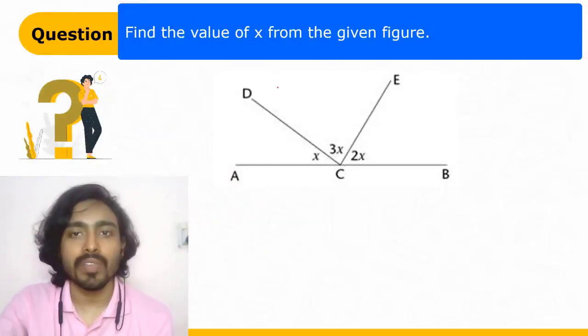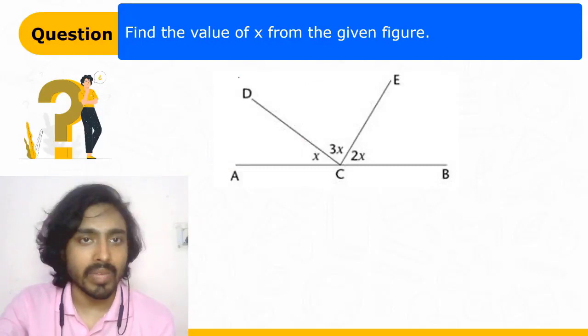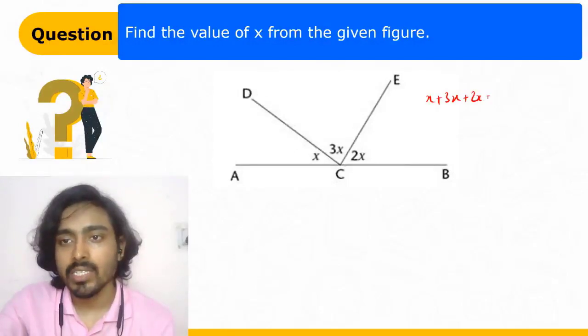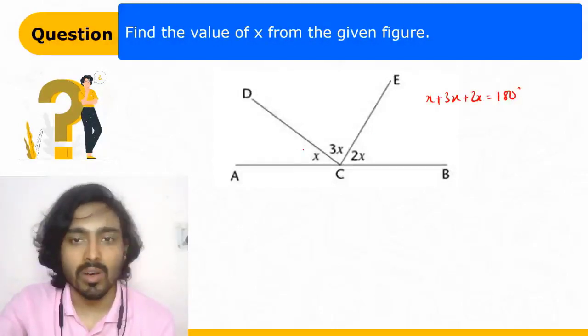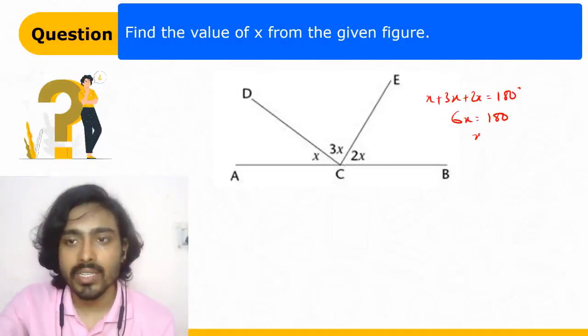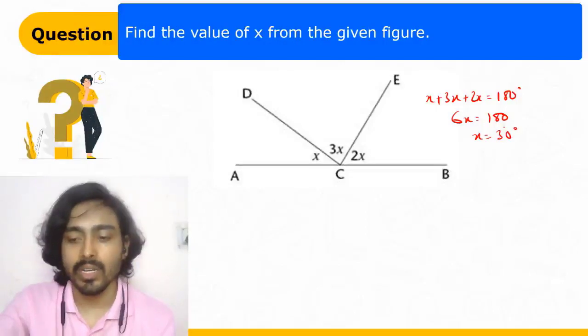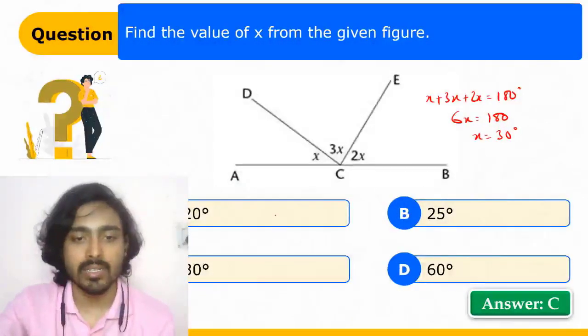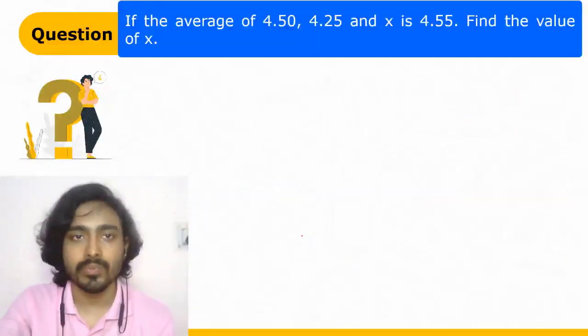We have to find the value of x in the given figure. So we can see that x plus 3x plus 2x is equal to 180 degrees because they combine to form 180 degrees. Okay. So 6x is equal to 180 degrees. So x is equal to 30 degrees, right? Look at the options. Yes, 30 degrees is the right answer. C is the right answer, 30 degrees.